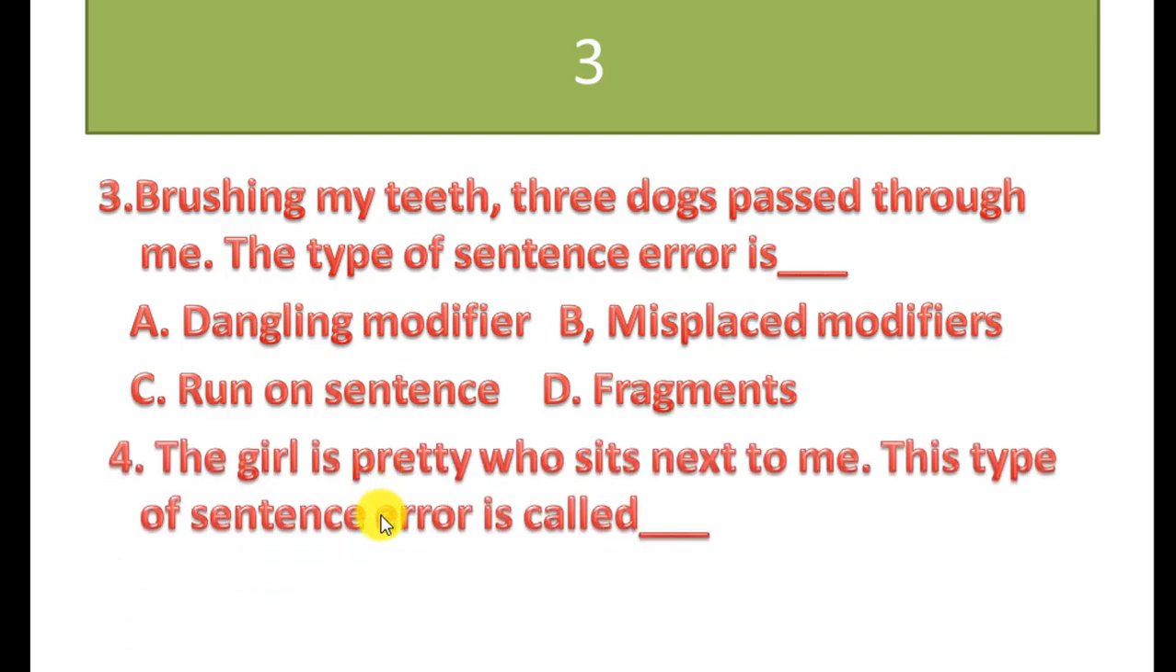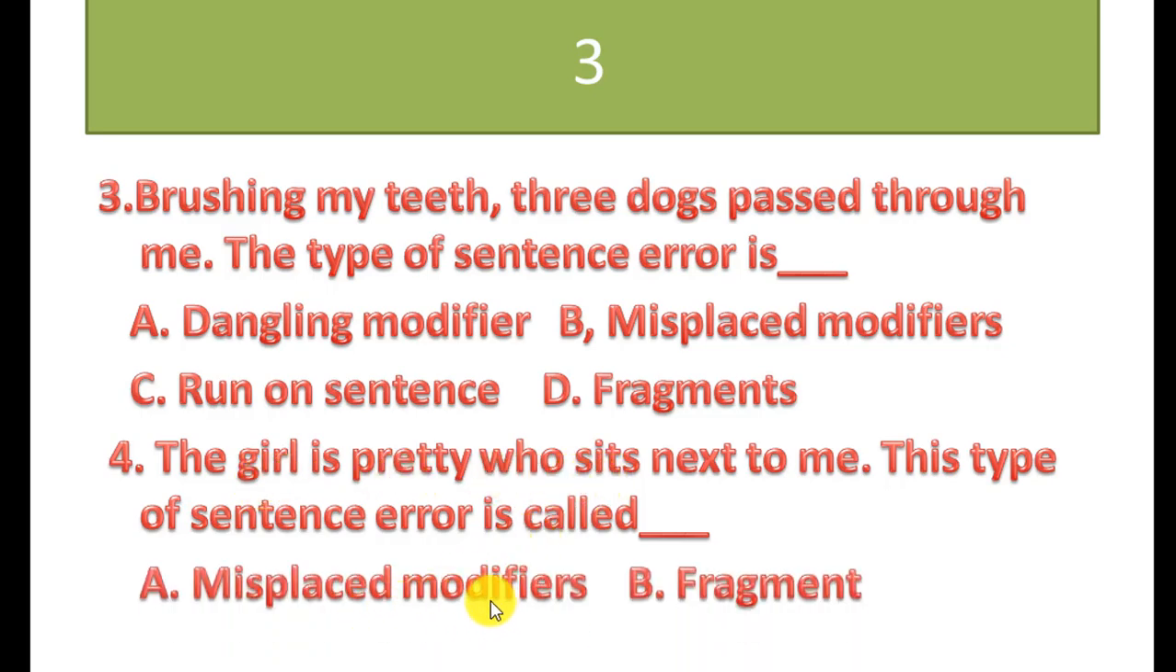Question number 4. The girl is pretty who sits next to me. What kind of sentence error is here? It seems meaningful, but it doesn't give sense. There is a modifier which doesn't modify the noun. It is placed far from the word it modifies, so it's not a meaningful sentence. Here, the girl is pretty. Who sits next to me is a modifier, a clause. What does it want to modify? The girl, of course.